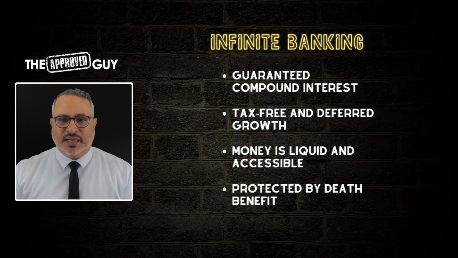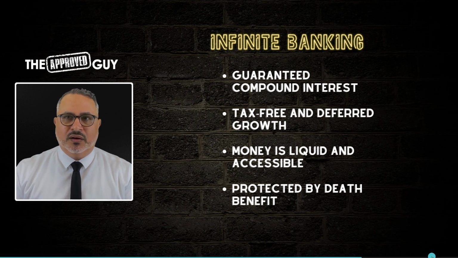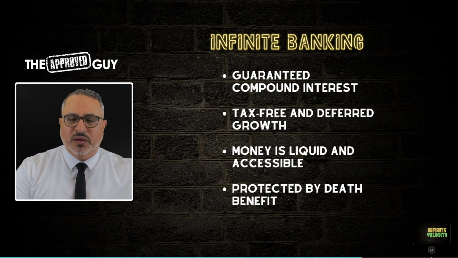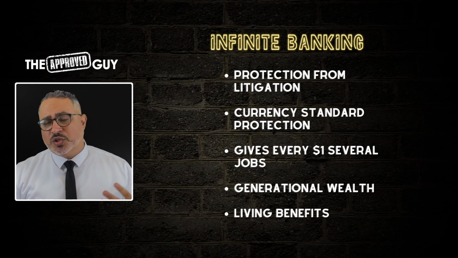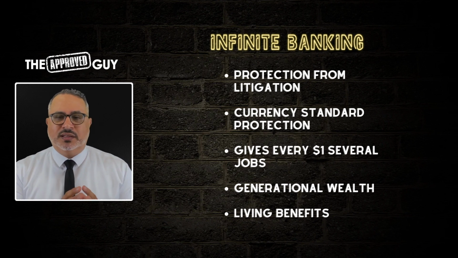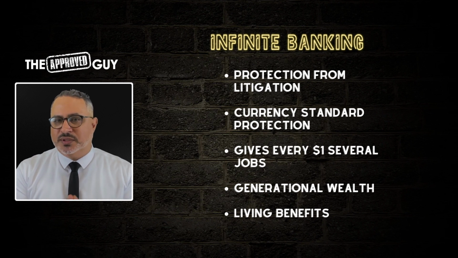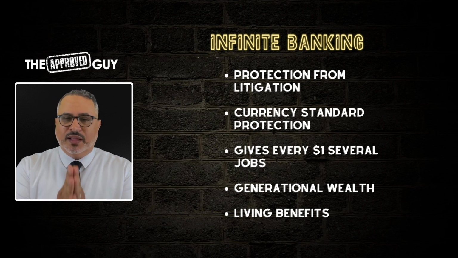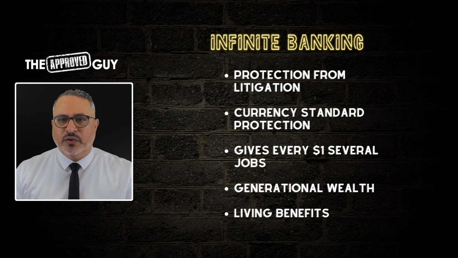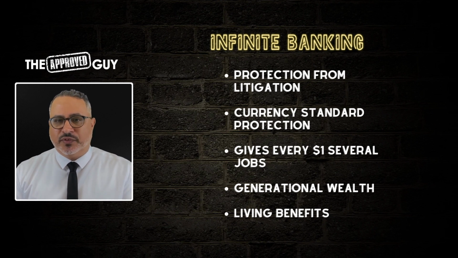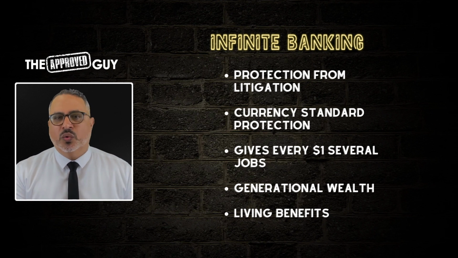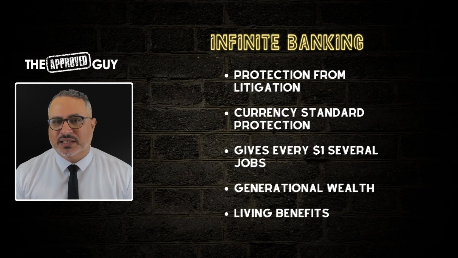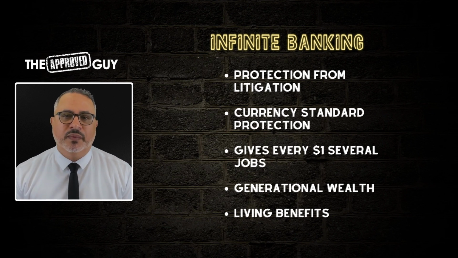Finally, the policy is protected by the death benefit. Like I said earlier, if you don't pay off a loan, then the balance of that loan gets paid by the death benefit. That's what that means. It's also protected from litigation. Your cash value inside the policy in most states is protected from litigation. So in the event that you owe a debt, a creditor is coming after you, or you owe even a civil lawsuit, or even the government coming after your liquid assets inside of your life insurance policy, in most states, your money is protected and they cannot access your money in your life insurance policy.